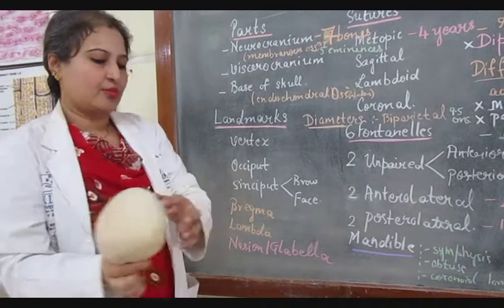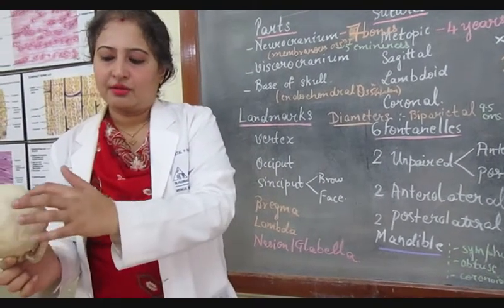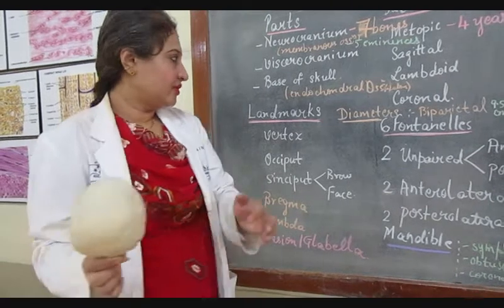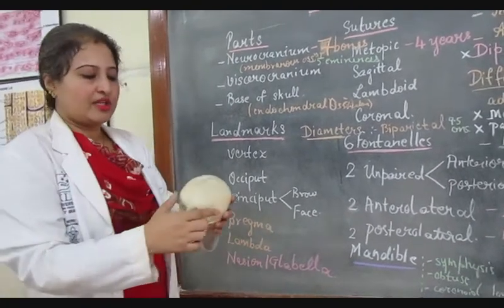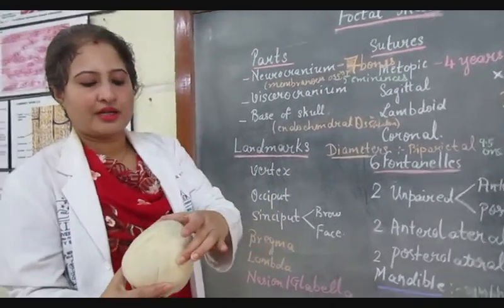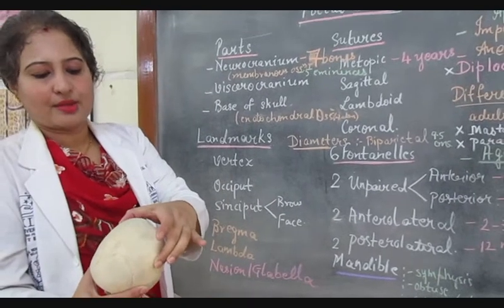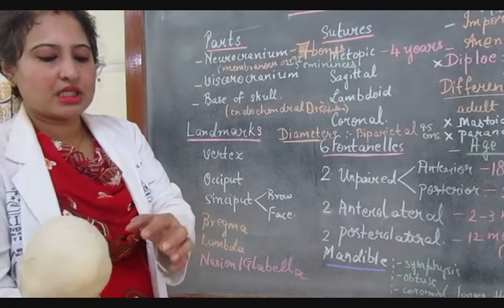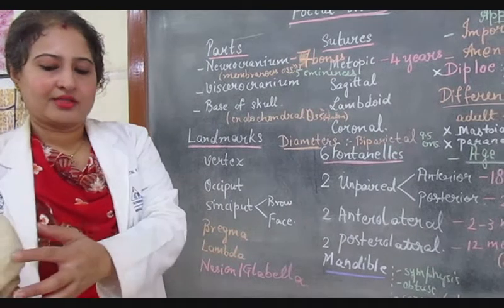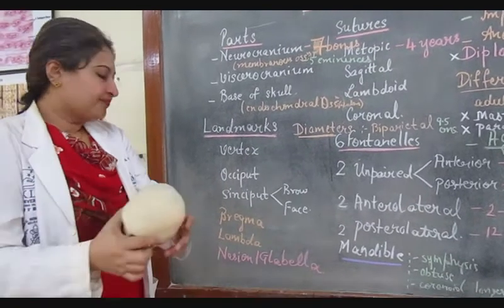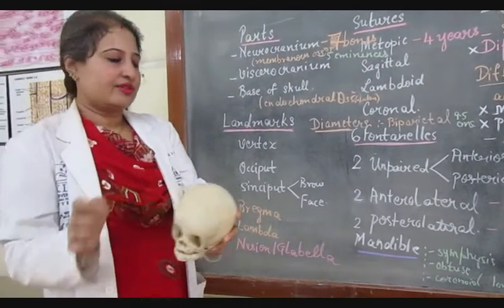Then there is occiput. Occiput is this area between the lambdoid suture and the nape of the neck. Then the prominences: 2 frontal prominences, 2 parietal prominences. The widest diameter is the biparietal diameter, 9.5 centimeters. Then the external occipital protuberance. Then bregma is the highest point on the sagittal suture.